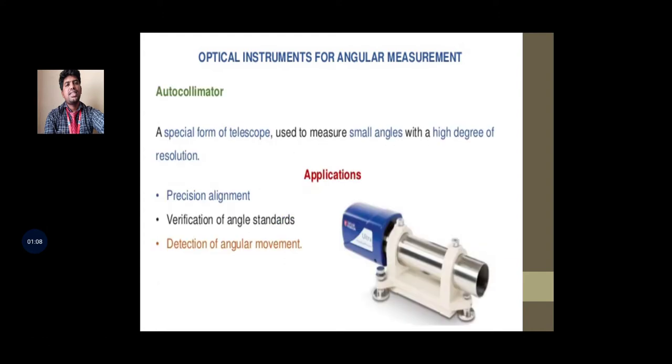So let's see what optical instruments we use for angular measurement. First we see the autocollimator. Autocollimator is a special form of telescope used to measure small angles with a high degree of resolution. The applications we consider for autocollimator are precision alignment, verification of angle standards, and detection of angular movements. It is an autocollimator component used for making the measurement of angle.